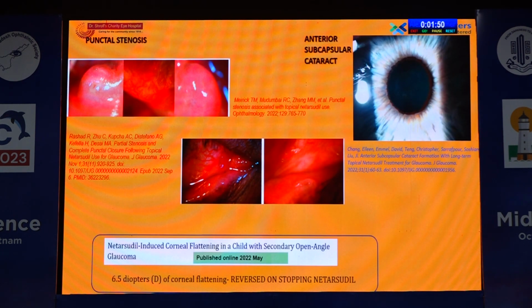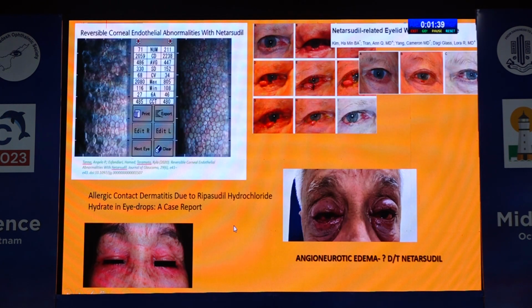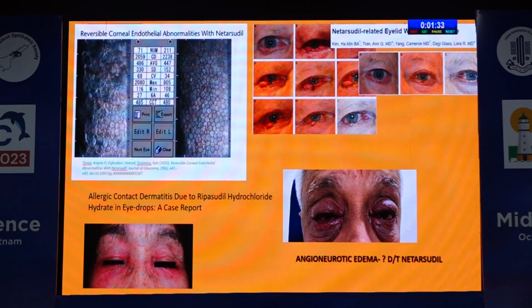Other side effects which have been reported in literature with these drugs include punctal stenosis, anterior subcapsular cataract, and also one case of Netarsudil-induced corneal flattening of around 6.5 diopters, which reversed on stopping Netarsudil. So these are reversible changes. Netarsudil-related eyelid wound dehiscence has been reported, and allergy as with other drugs. There is one case of optic neuritic edema which we saw, which might be due to Netarsudil.